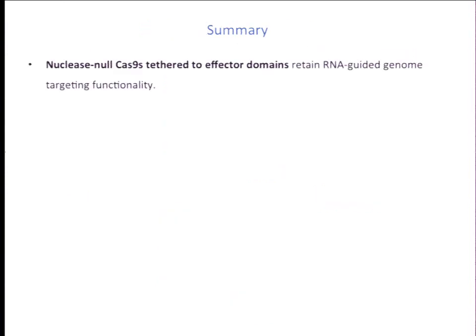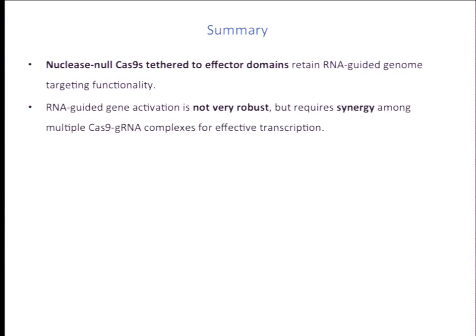So in summary for this part of the experiment, nuclease-null Cas9s tethered to effector domains do retain RNA-guided genome targeting functionality, but RNA-guided gene activation is not very robust and requires synergy between multiple Cas9 guide RNAs for effective transcription. This actually remains a very active area of research interest for me, as to why the system is not very robust in the context of genome regulation, and what one can do to improve this genome targeting and genome regulation functionality of the Cas9 system.